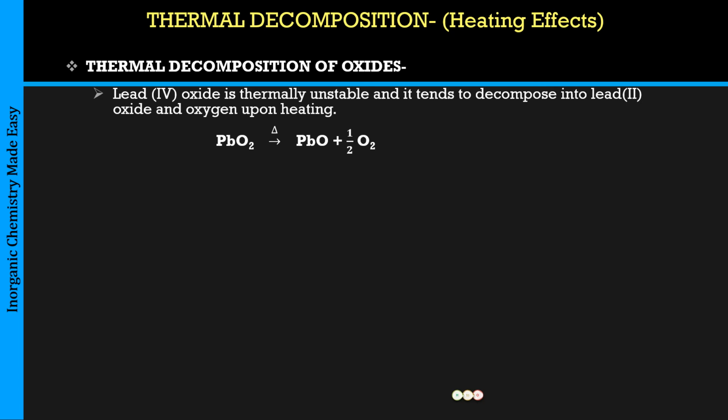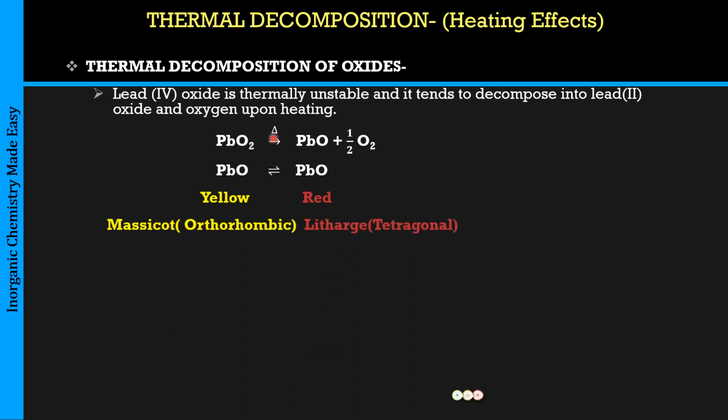If we heat it to a higher temperature, a different type of PbO is formed, and if we heat it to a lower temperature, a different type of PbO is formed. So what we have is two types of PbO. One is going to be a yellow colored PbO and the other is going to be a red colored PbO. The yellow colored PbO is called massicot. The red colored PbO is called litharge. The yellow one is formed at a lower temperature. The red one is formed at a higher temperature, and the difference between the two is their crystalline structure.